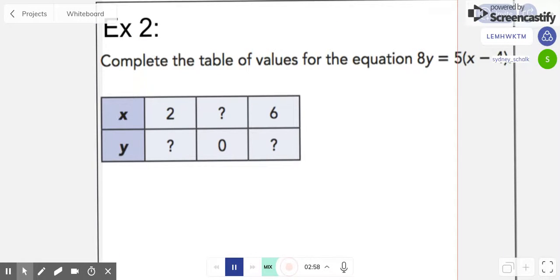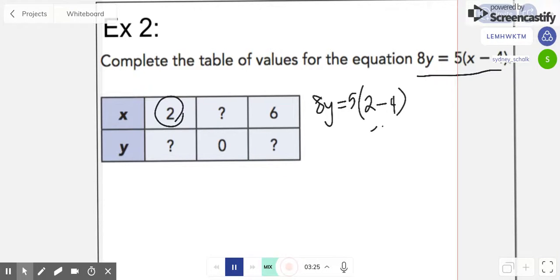Final example, go ahead and pause the video, try to complete this table on your own when the equation is 8y equals 5 times x minus 4, and then come back and see how you did. So first things first, we're given that x is 2. So we need to find y when x is 2. We have 8 times y equals 5 times 2 minus 4. Order of operations, 2 minus 4 is -2 times 5 equals 8y.